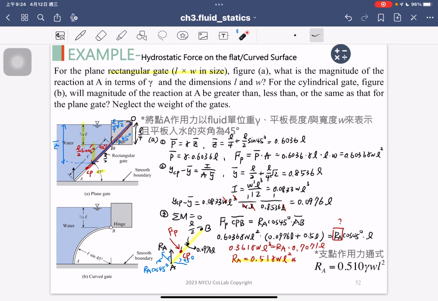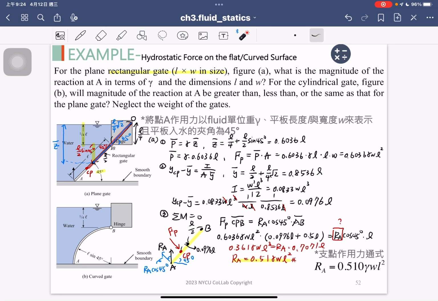And I would like to emphasize the steps for analysis. Step 1, you should find out the hydrostatic force first.